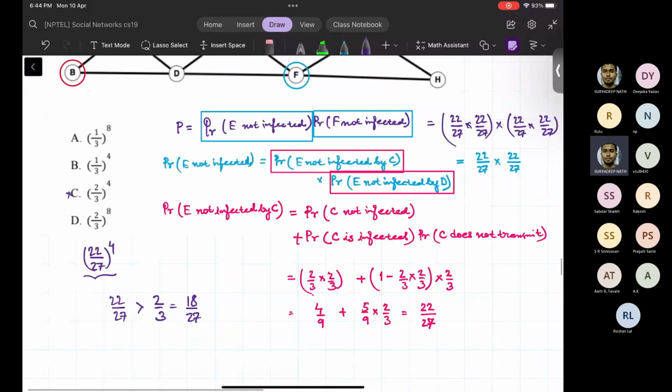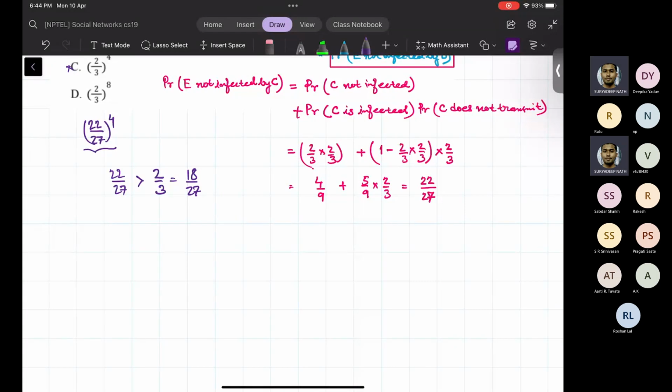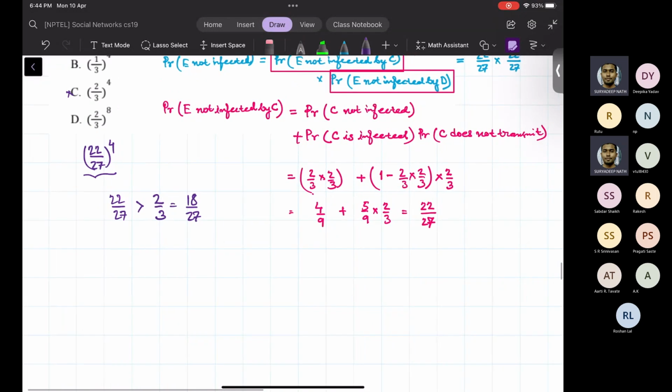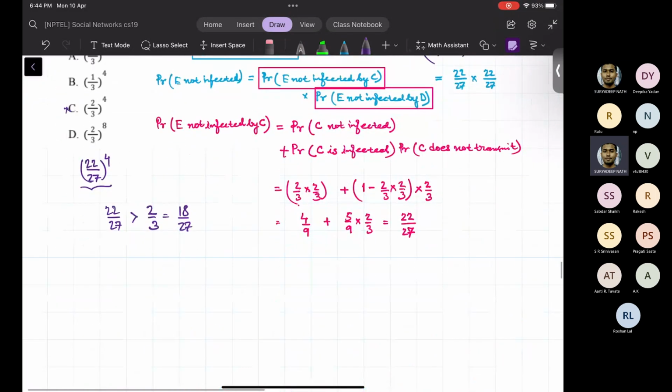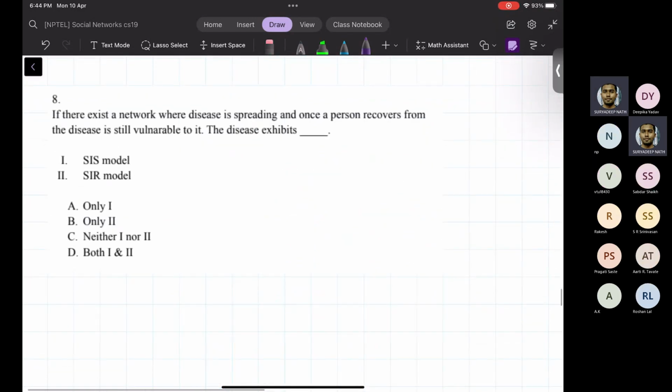So this is question 7, and coming to question number 8.